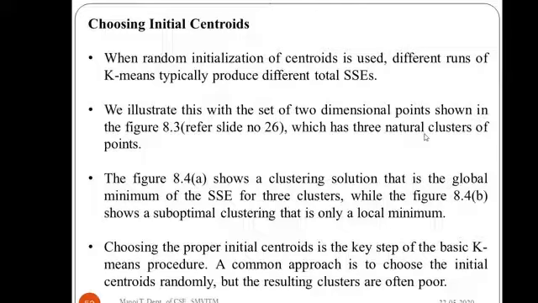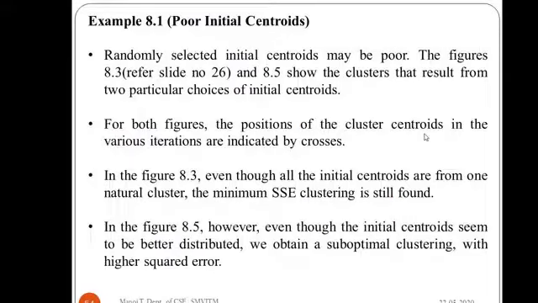So choosing the proper initial centroids is the key step of the basic k-means procedure. A common approach is to choose initial centroids randomly, but it can result in a poor clustering. That is what we want to avoid. So let us see it with an example. Randomly selected initial centroids may be poor.